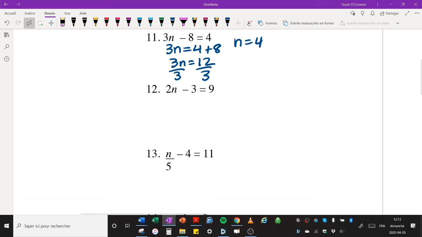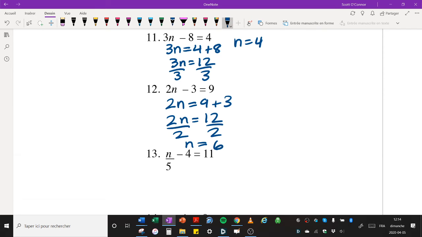12 minus 3 is in the way. Multiply by 2 is in the way. I'm going to get rid of subtract by 3 first, so I get 2n is equal to 9 plus 3. 2n is equal to 12. Multiply by 2 is in the way. I'm going to divide both sides by 2. n is equal to 6.